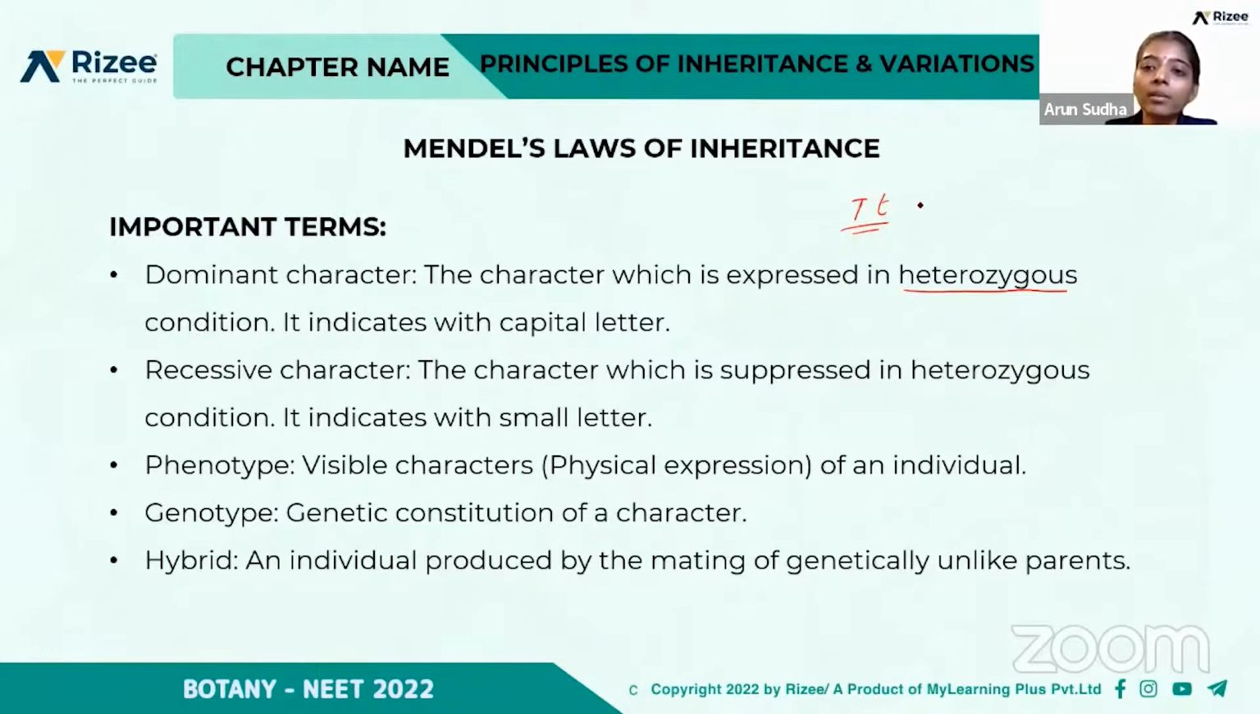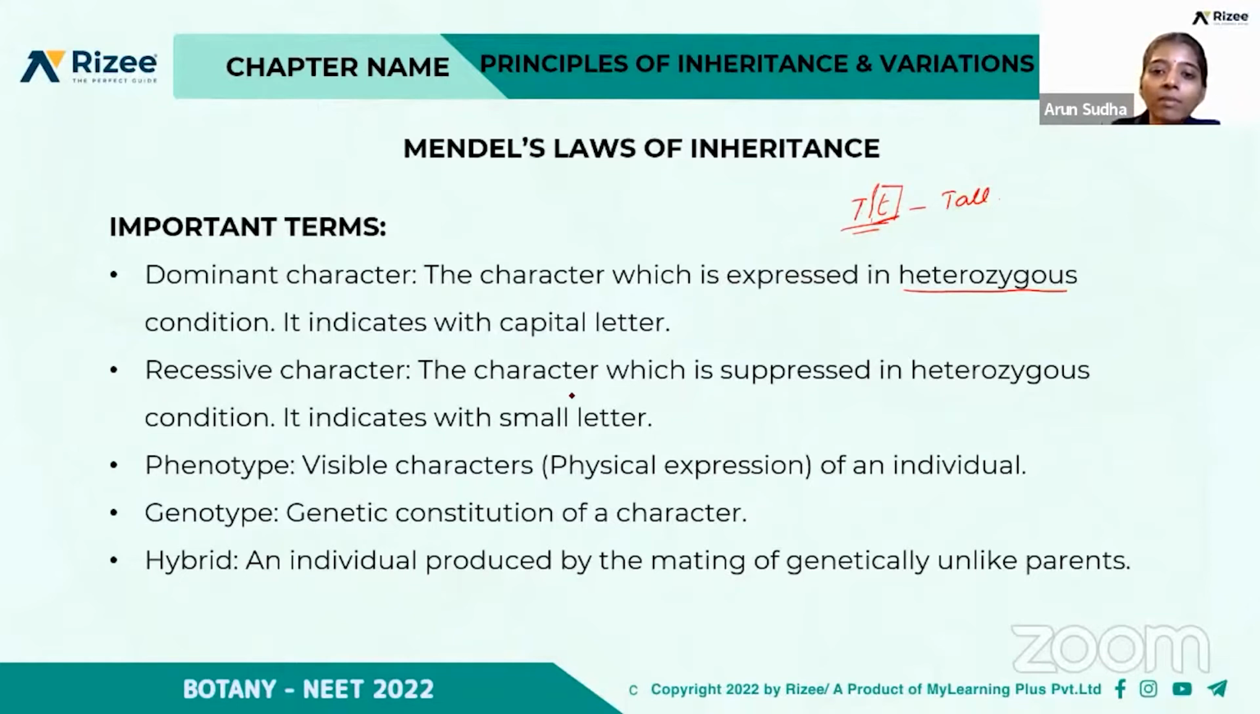So here, tall is the dominant character, and it is expressed when it is present in the form of TT or Tt. But the dwarf, the small letter, is expressed only in the homozygous recessive condition, tt. When it is in the heterozygous form, it will not be expressed, right? So the dominant character is the character which is expressed in the heterozygous condition.